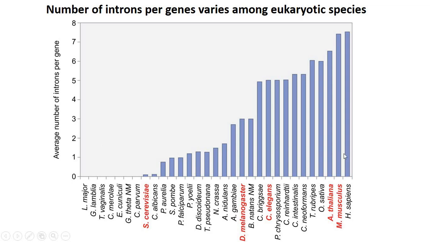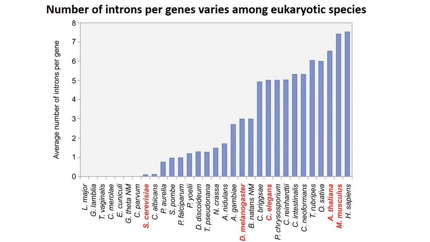So this chart, this graph here, shows the number of introns per gene on average, and these vary among eukaryotic species. Here you can see that in Homo sapiens, the model organism mouse, and Arabidopsis, there are about 6 to 7 introns per gene, but that's an average. There are some genes that have hundreds of introns, and there are some genes that have only maybe 1 or 2 introns. This is on an average.